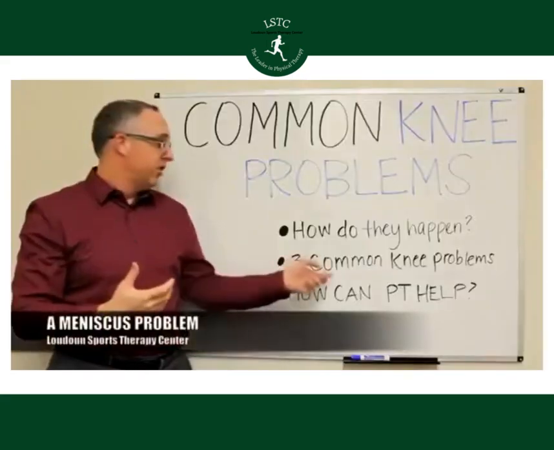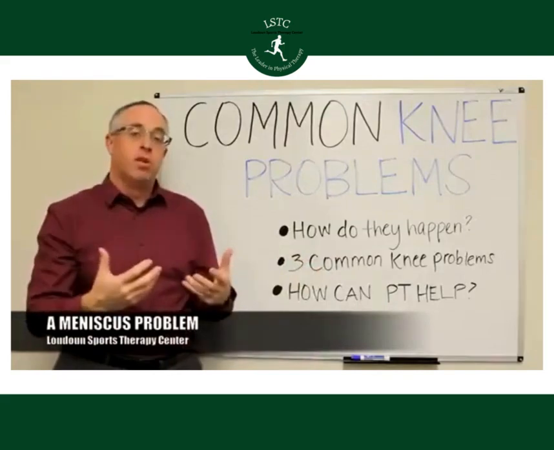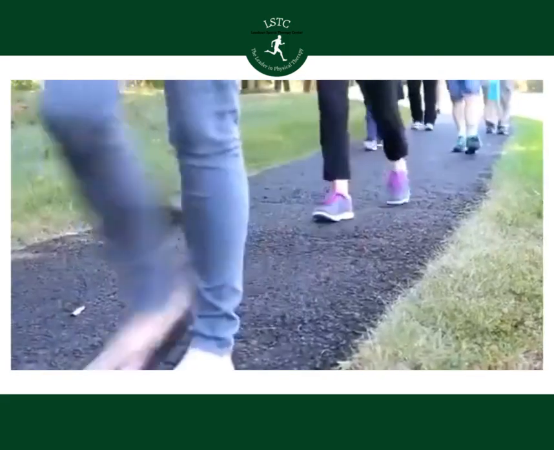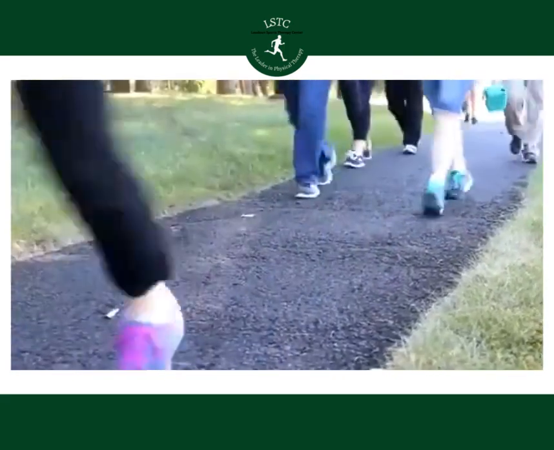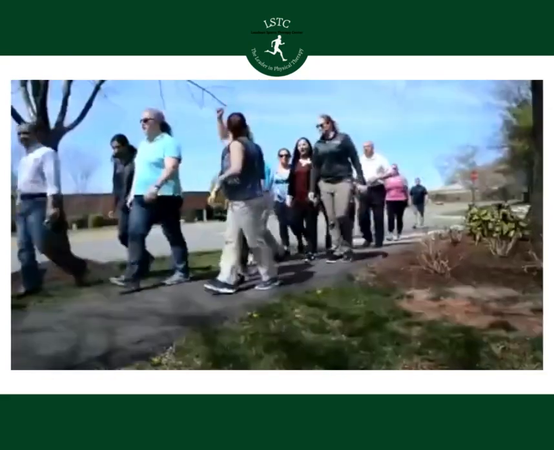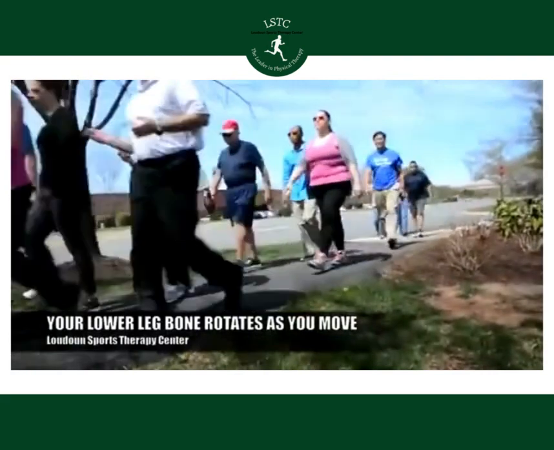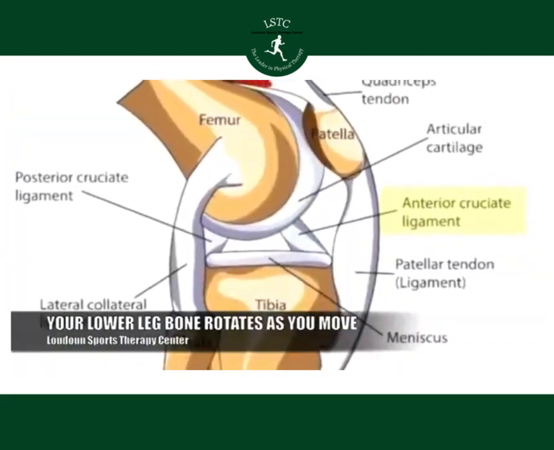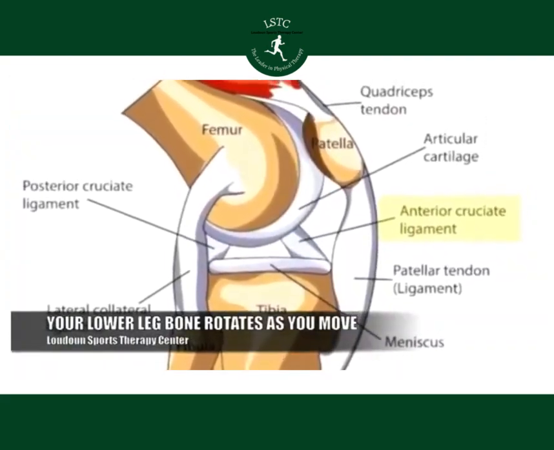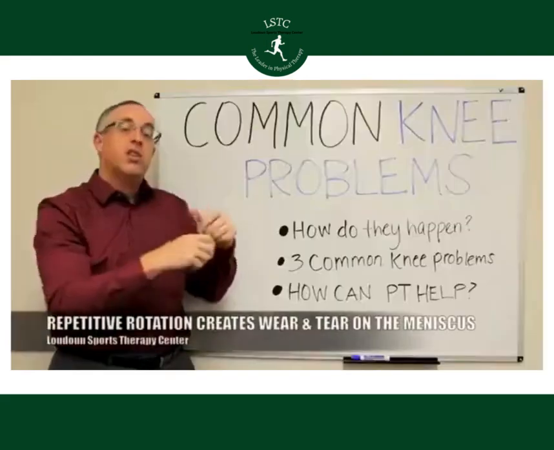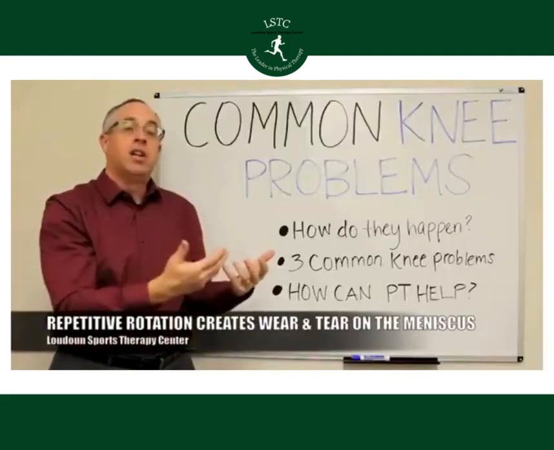A meniscus injury is the second common problem with a knee. As you are walking, your knee is straightening out, and as it's straightening out to put that foot out in front of you, there's actually about 7 or 8 degrees of rotation of your tibia. Your lower leg bone is rotating at the same time that it's straightening. That repetitive rotation starts to create wear and tear on the meniscus.